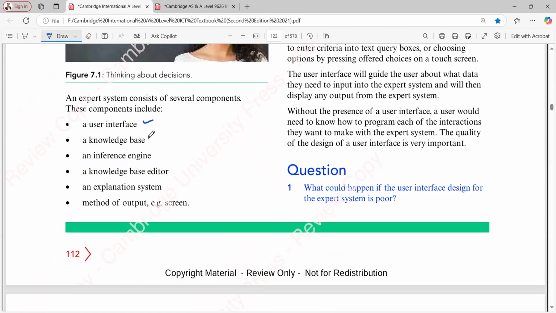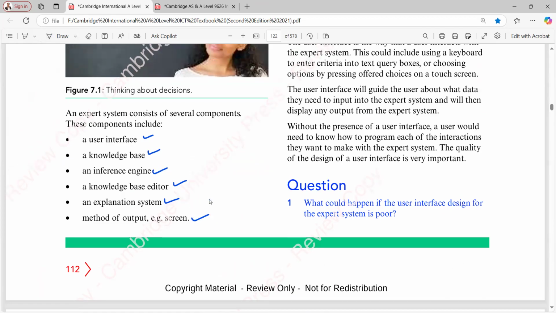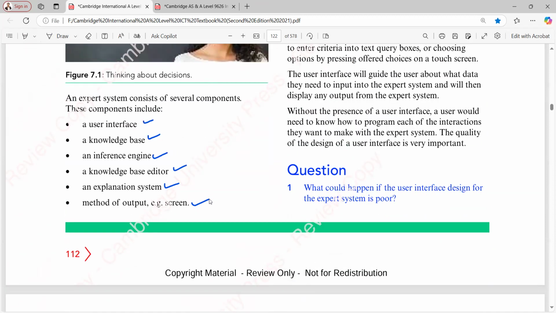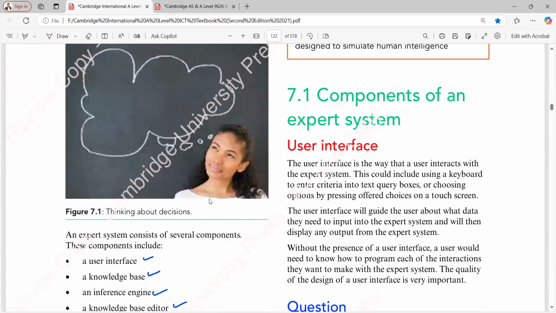Then we have the knowledge base. Then we have the inference engine. Then we have the knowledge base editor. Then we have the explanation system, and at last we have the method of output that is known as a screen. So now one by one, I'm going to explain all of these components.